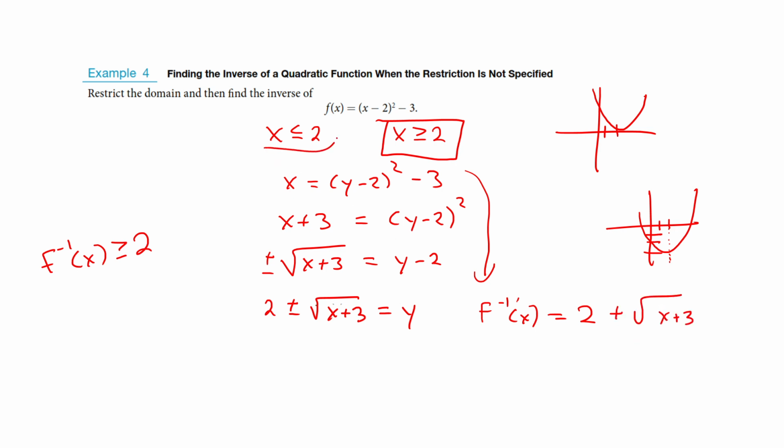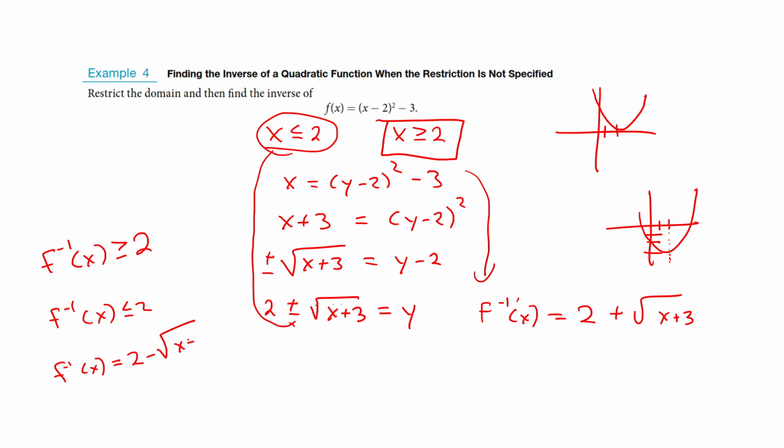If I had chosen this one, then I would have needed the inverses to be less than or equal to 2, which would have meant choosing the negative, because I'd start with 2 and I'd take something away from it. So if I had chosen this one, I would have wanted the negative. Now I know this is confusing, but the basic idea is this. We're just looking at where the vertex is and we're chopping it right there at that point.